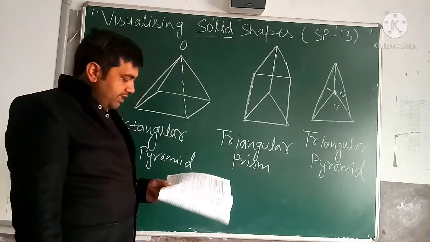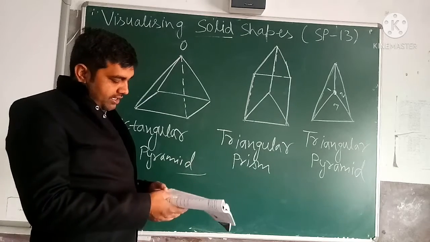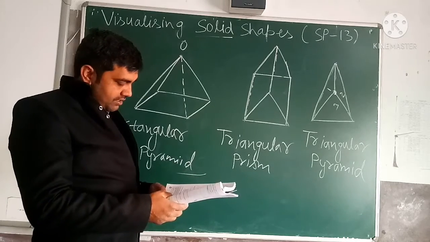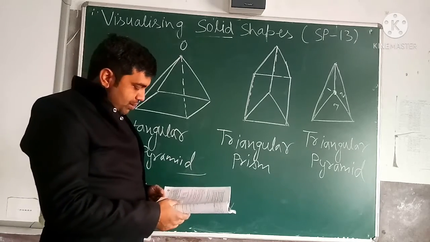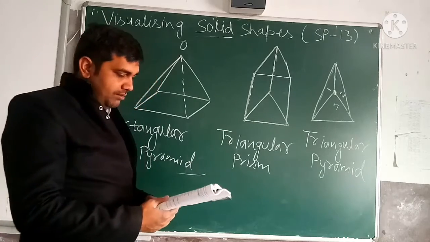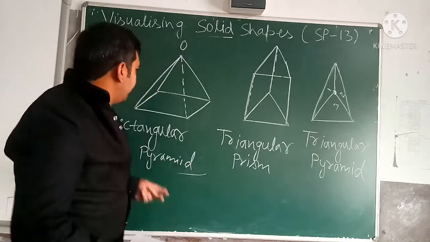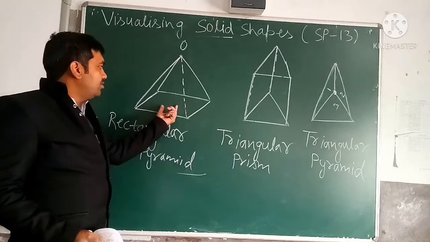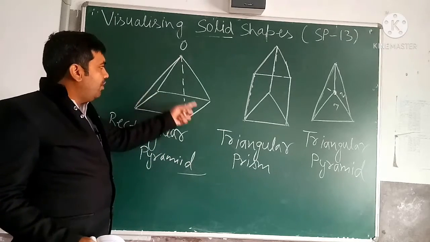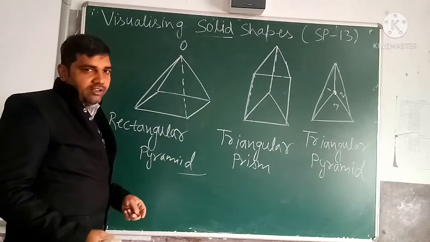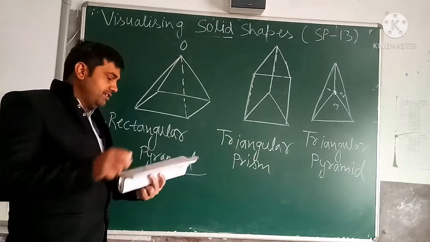A polyhedron is a solid enclosed by polygons. A polyhedron has only flat surfaces. Some examples of polyhedrons are cube, cuboid, and pyramid. All these are polyhedrons. All polyhedrons have flat surfaces. Here, see, the base is also a flat surface, a rectangle, and the walls of this pyramid are triangles, which are also flat surfaces.